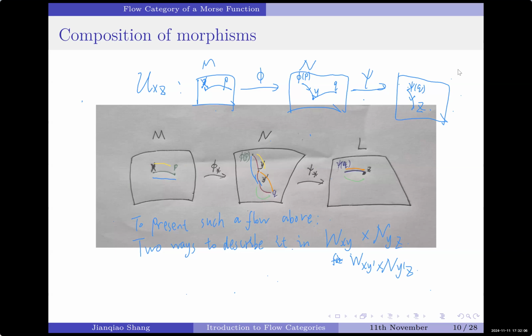Okay, so that's all of the first part. So I introduced the definition, or maybe not definition, but constructed a flow category for the Morse theory. So any questions up to now?